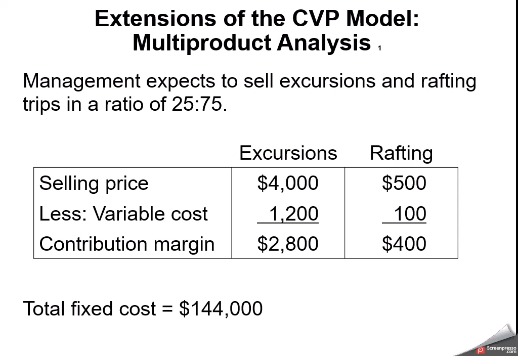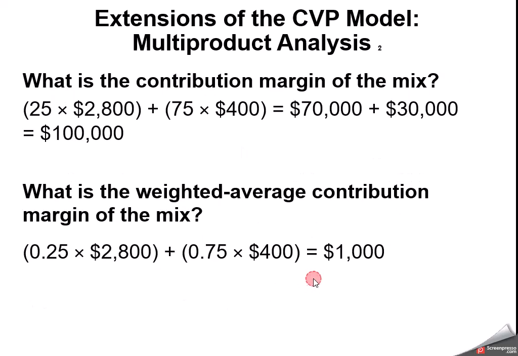Now then you can have it, this gets a little bit more complicated, but it's actually probably more realistic. Obviously, companies don't normally just sell one product, they sell different products. So with this example, not only do they have rafting trips, but they have excursions. That was the one we were doing before. Now they also have rafting trips. So then the rafting trip has a different selling price, a different variable cost, and a different contribution margin. But both of these are going to help us cover those fixed costs.